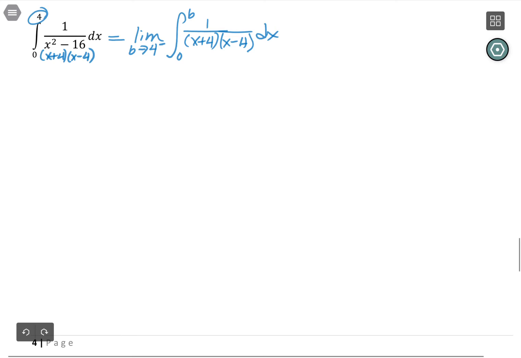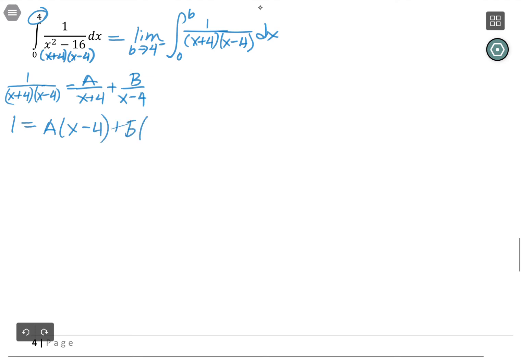And again, if you have that factorable denominator and nothing to cancel out in the top with a substitution, that's going to be a partial fraction. So I'm going to say I have 1 over x plus 4, x minus 4 equal to a over x plus 4 plus b over x minus 4. And then I'm going to multiply both sides by x plus 4 and x minus 4 and get 1 equals a times x minus 4 plus b times x plus 4.